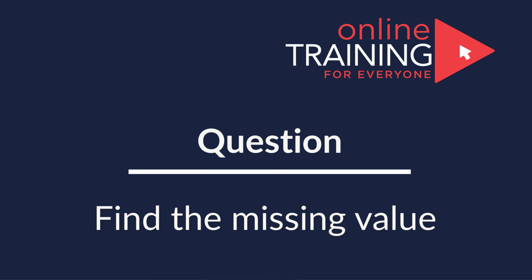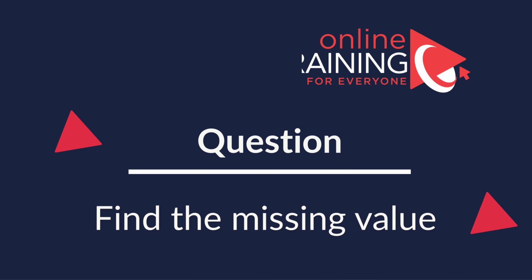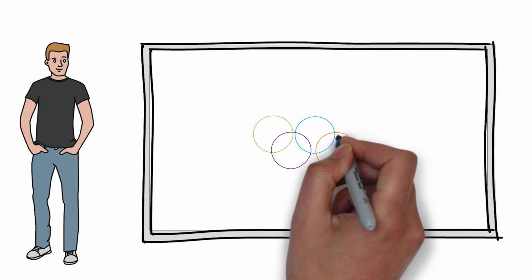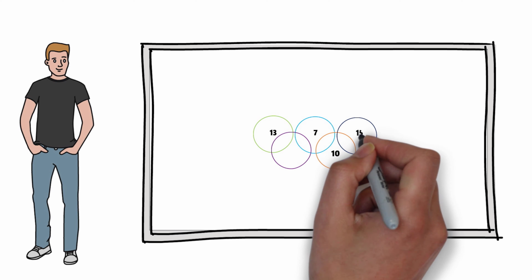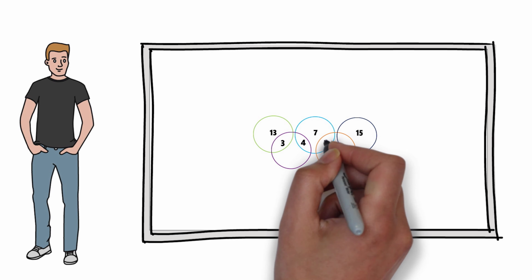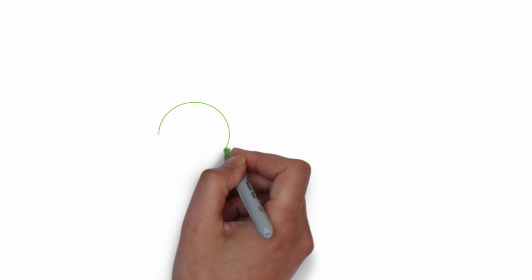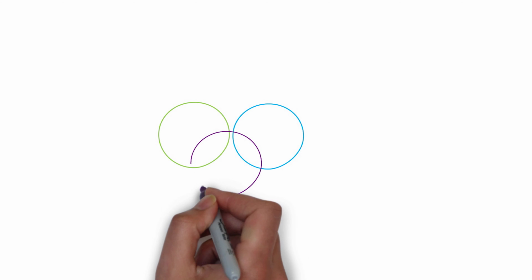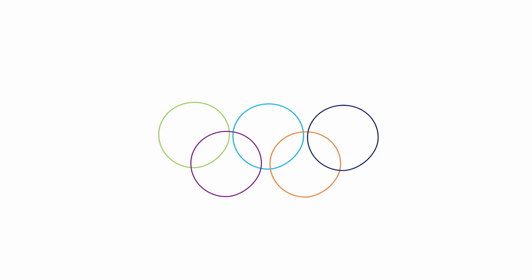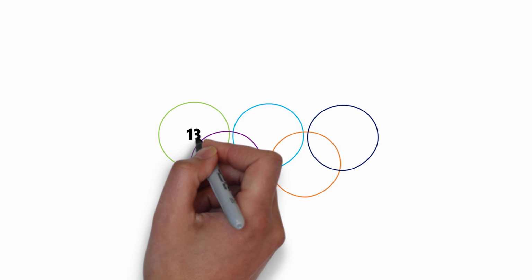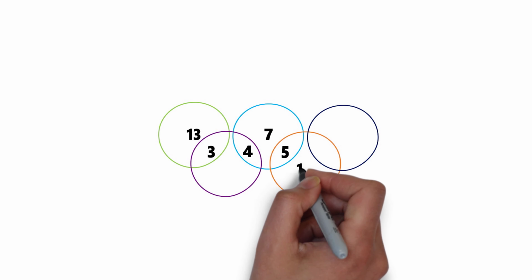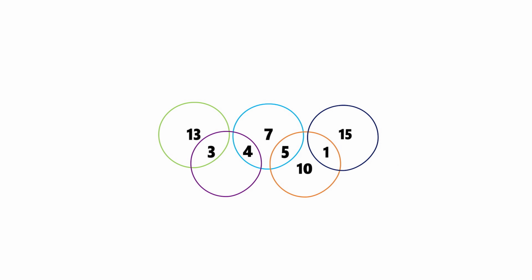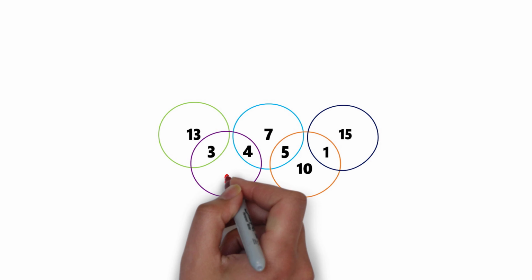This is one of my favorite questions because it is very frequently used in the test. You're presented with 5 crossing circles. All circles are of different colors. There are numbers inside the circles, as well as numbers on the intersections of the circles. In this particular case, the numbers that you see on the screen are 13, 3, 4, 7, 5, 10, 1, and 15. There is also one number missing, which is highlighted with the question mark.